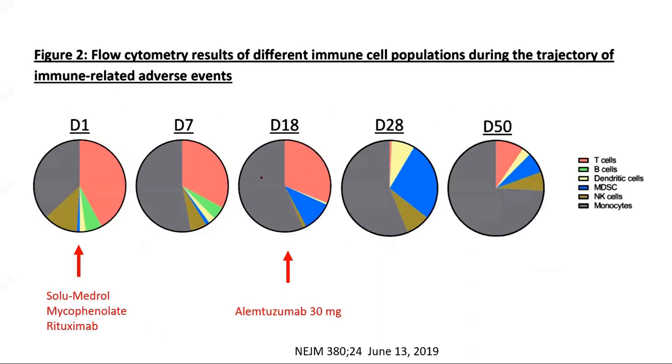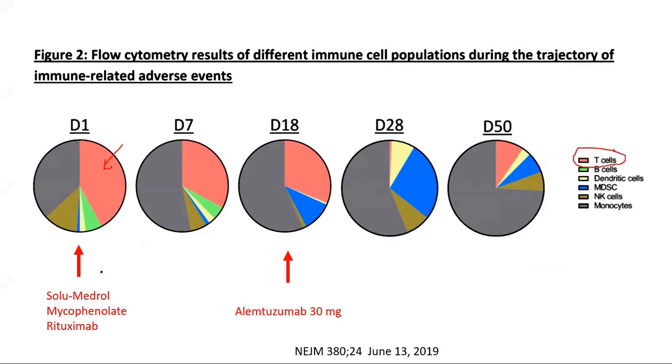They did a beautiful flow cytometry study from day 1 to day 50. They did interval flow cytometry to map out the cell composition in the blood. So keep your attention to the pink pie. This refers to T cells. As we pointed out, this is a T cell disease.